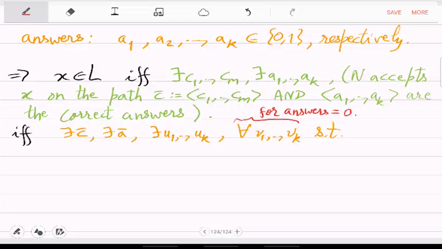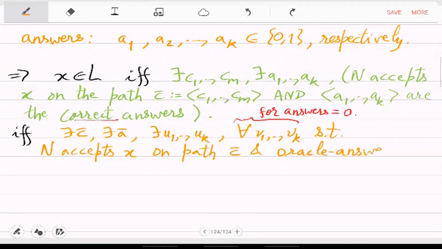Let me write it down here. It's for those answers to check whether they are correct or not. So N accepts x on the path C bar, oracle answers A bar, and now the verification, the correctness of the answers.